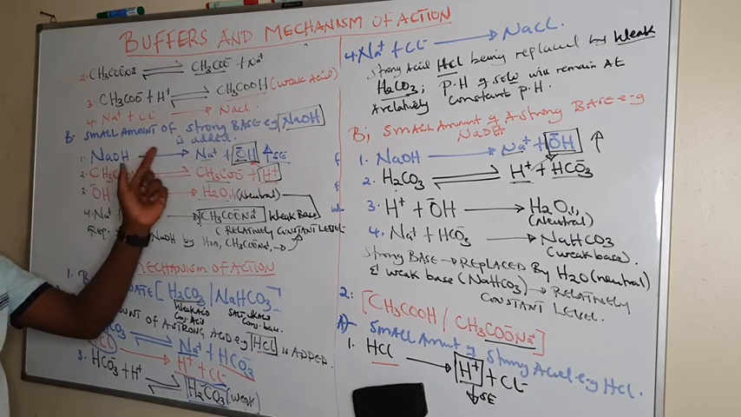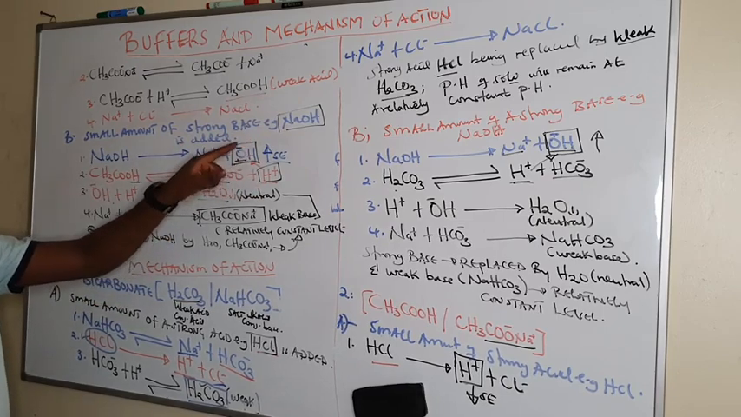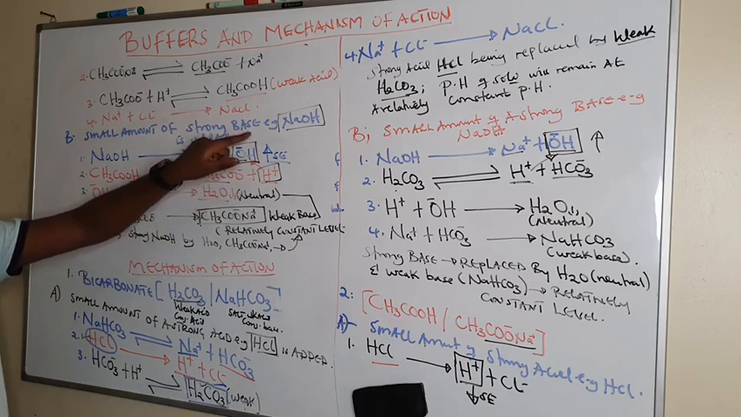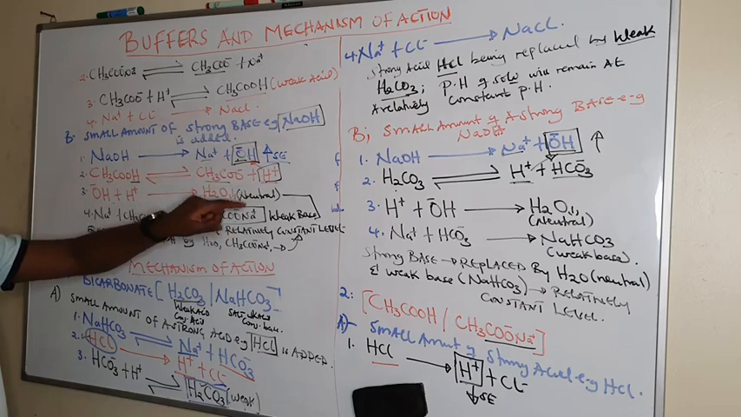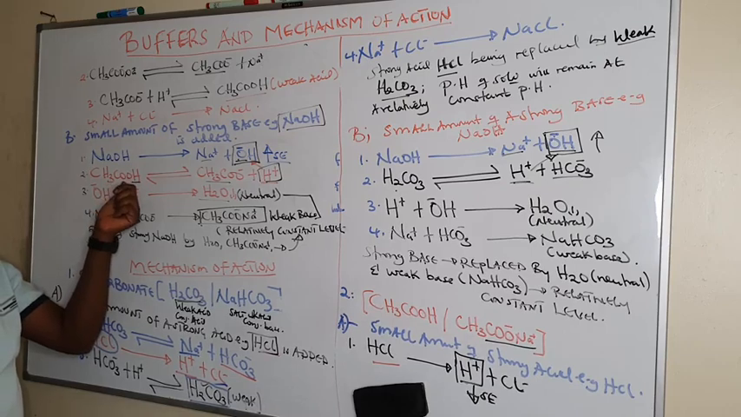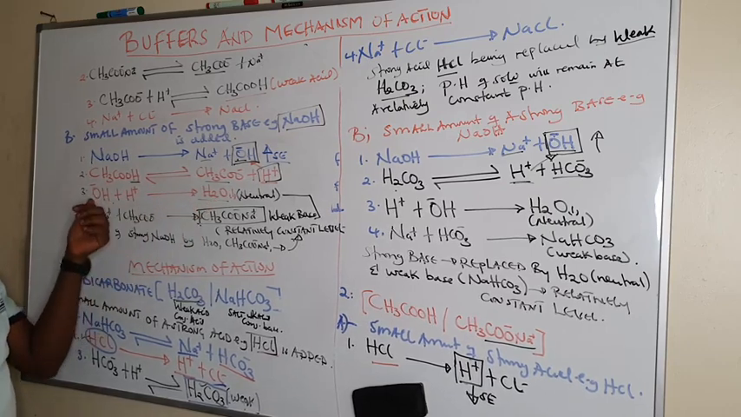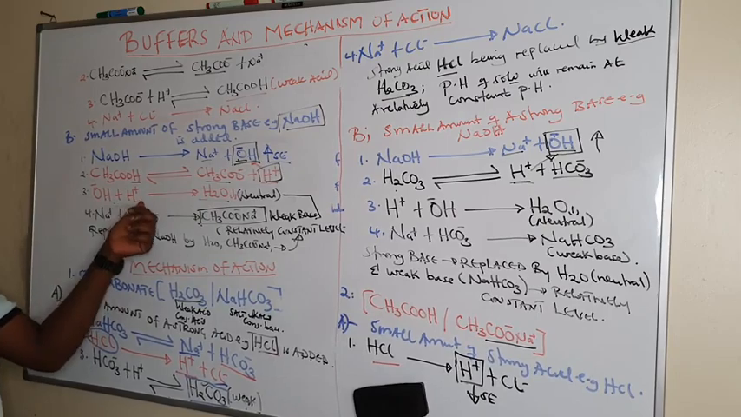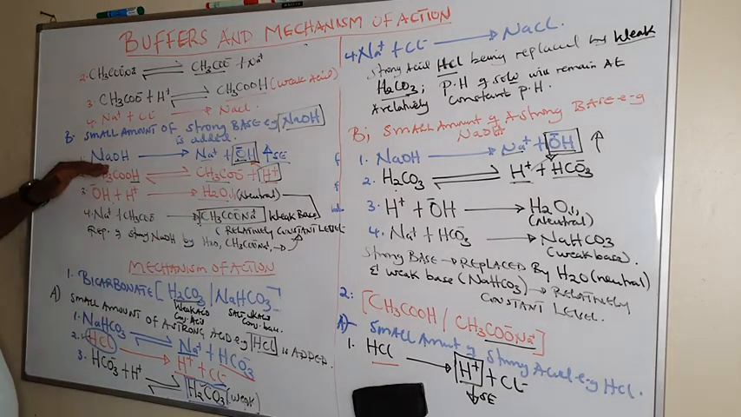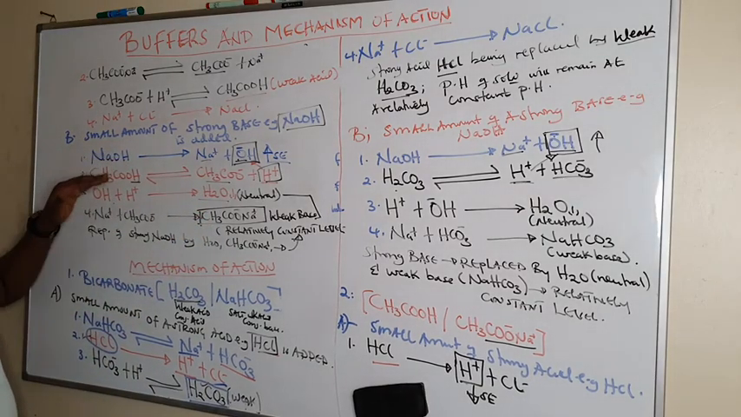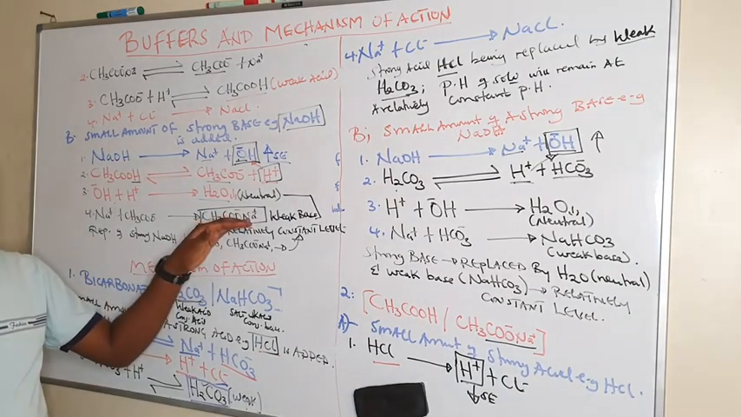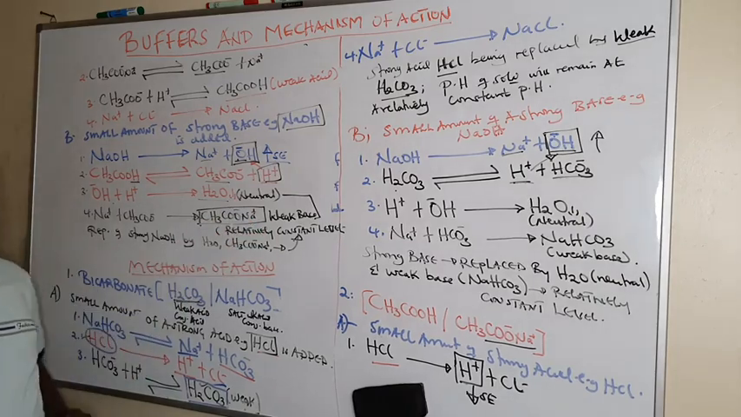Then if we add a small amount of a strong base, the hydroxyl ions liberated, which would have increased the pH in order to make it alkaline, is buffered by the hydrogen ions produced by the weak acid, forming water. So the hydroxyl react with the hydrogen ions to form water, which is neutral. And also the strong base, sodium hydroxide, is replaced by the weak base, sodium ethanoate, hence keeping the pH at relatively constant level.